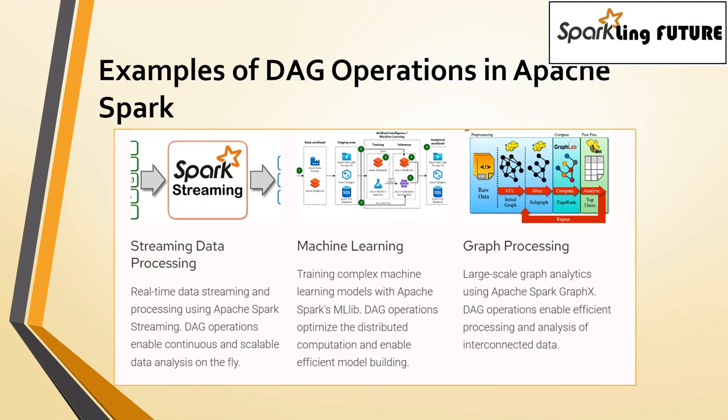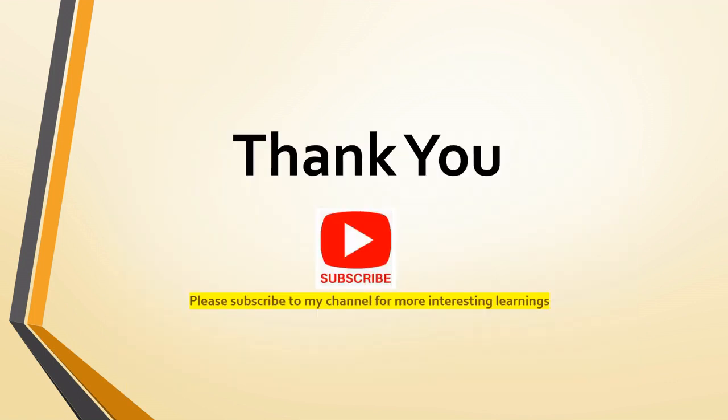So, what are examples of DAG operations in Apache Spark? It's not really an example we can consider. The DAG is used in streaming, machine learning, and graph processing. Everywhere we use Spark, a DAG will be created, and it will help us with all the advantages and benefits we have discussed.